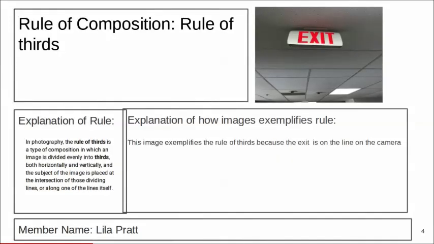Rule of thirds. In photography, the rule of thirds is a type of composition in which an image is divided evenly into thirds, both horizontally and vertically, and the subject of the image is placed at the intersection of those dividing lines or along the lines itself. The image exemplifies the rule of thirds because the exit sign is on the line.